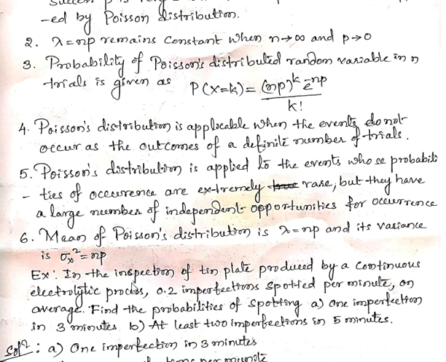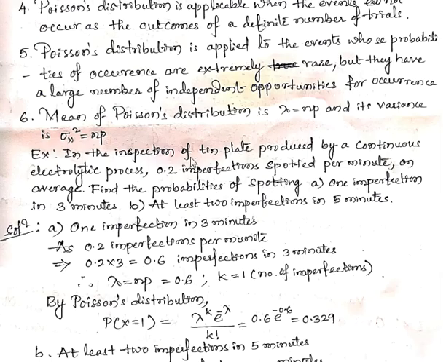So let's see a problem in connection with this. In the inspection of tin plate produced by a continuous electrolytic process, 0.2 imperfections are spotted per minute on an average. Find the probabilities of spotting 1 imperfection in 3 minutes, at least 2 imperfections in 5 minutes, and at least 3 imperfections in 15 minutes.